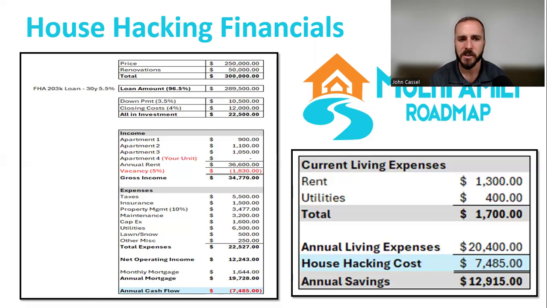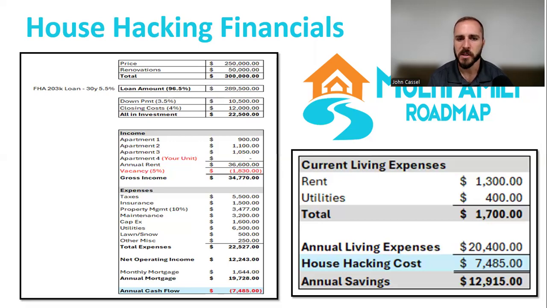So if we break down the financials for the income, after you buy the property and renovate it, apartment one is going to get $900 a month. Apartment two, $1,100 a month. Apartment three, $1,050 a month, and then apartment four that you could probably rent out for, let's say, $1,200. That's going to be your unit, so you're not going to get any income from that.